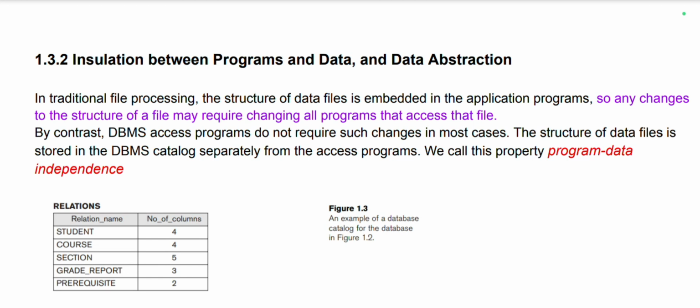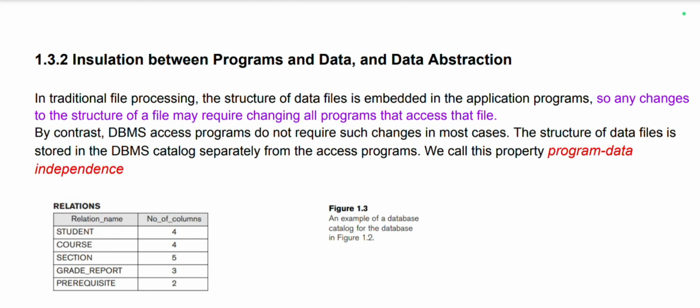The structure of data files is stored in the DBMS catalog separately from the access program. We call this property program-data independence. This catalog data, the DBMS catalog that stores the definition of the database, is stored separately. It is not part of the database, it's not stored in data files, and this is called program-data independence.